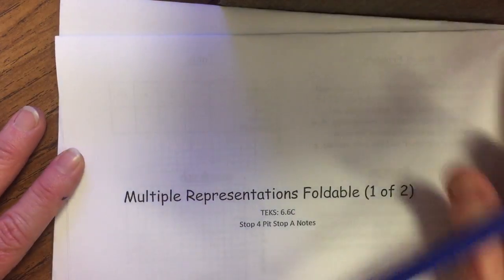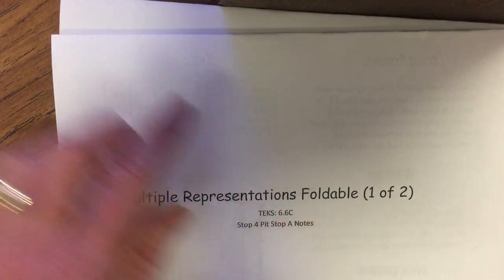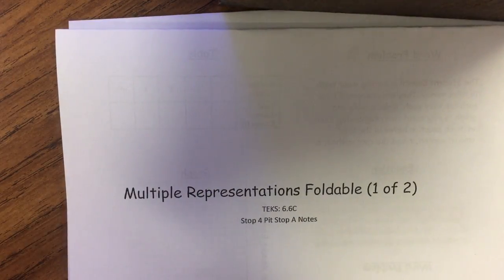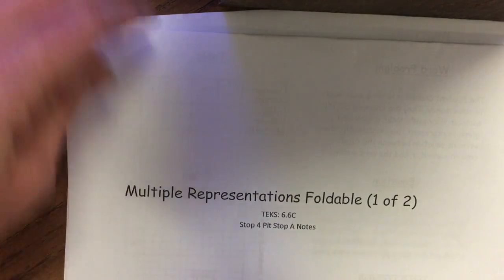So in this video, we're going to be talking about multiple representations. There's two parts to the foldable. There's one of two, which is just part one, and then two of two is going to be part two. So have both of these ready for the video so you can fill these in as I go. If I talk too fast or write too fast, then just pause the video so that you can catch up with me, okay?